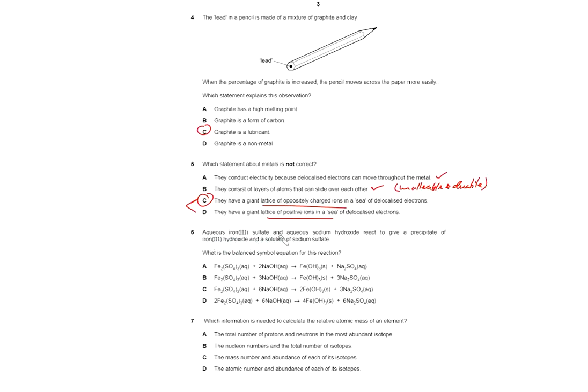Aqueous iron 3 sulfate and aqueous sodium hydroxide react to give a precipitate of iron 3 hydroxide and a solution of sodium sulfate. What is the balanced symbol equation for this reaction? Iron 3 sulfate reacting with sodium hydroxide. What makes sense here? The formulas are always the same, they give us the correct formulas in every case, so we only need to balance the number of atoms correctly.